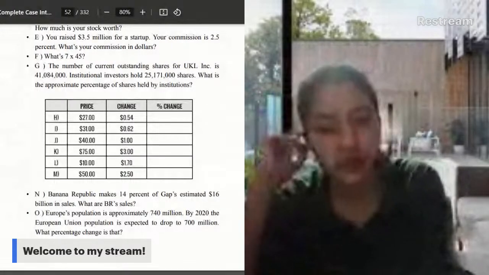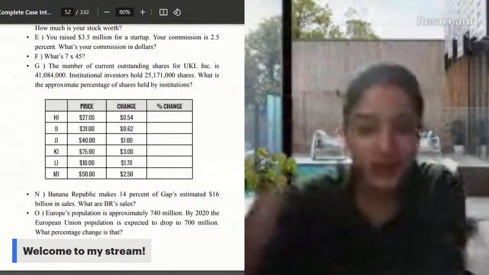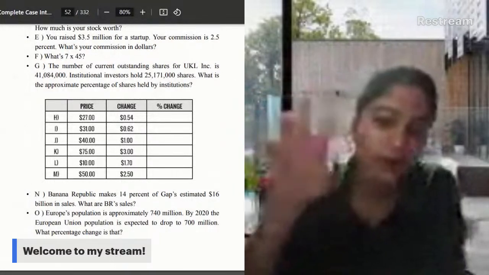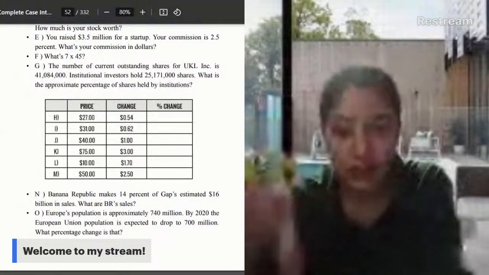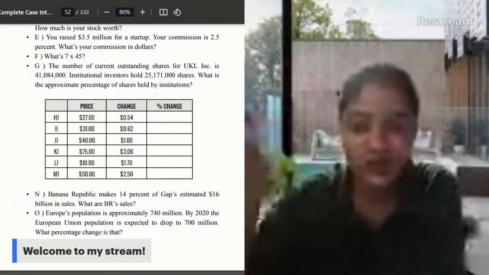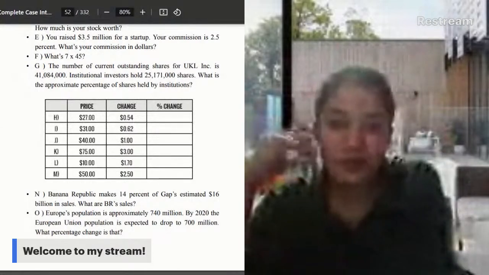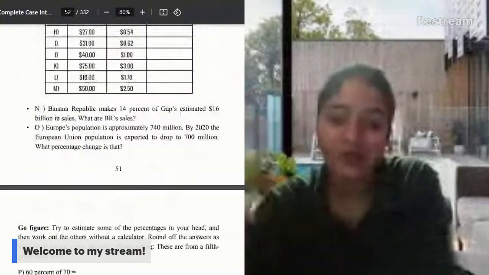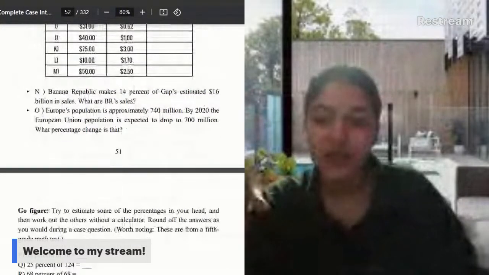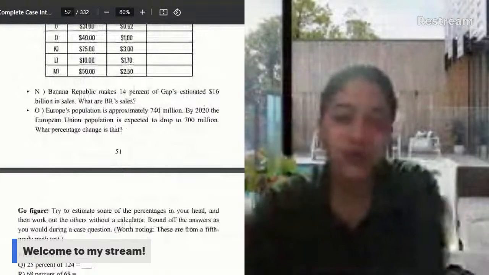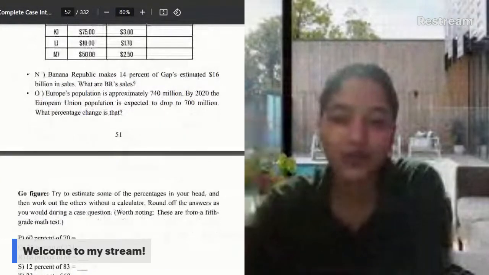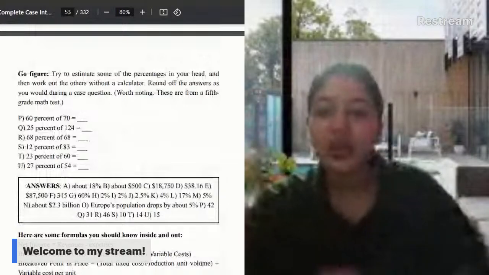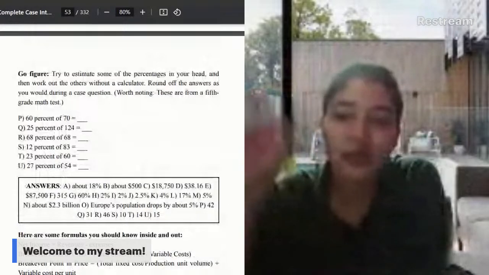Price change, percentage change. A stock is at $27 and has a $0.54 change. What is the percentage change that has happened here? Banana Republic makes 14% of Gap's estimated $16 billion in sales. What are BR sales? Europe's population is approximately 740 million. By 2020, the European Union population is expected to drop to 700 million. What percentage change is that? Go figure. Try to figure some of the percentages in your head and then work out the others without a calculator. Round the answers as you go during a case question.